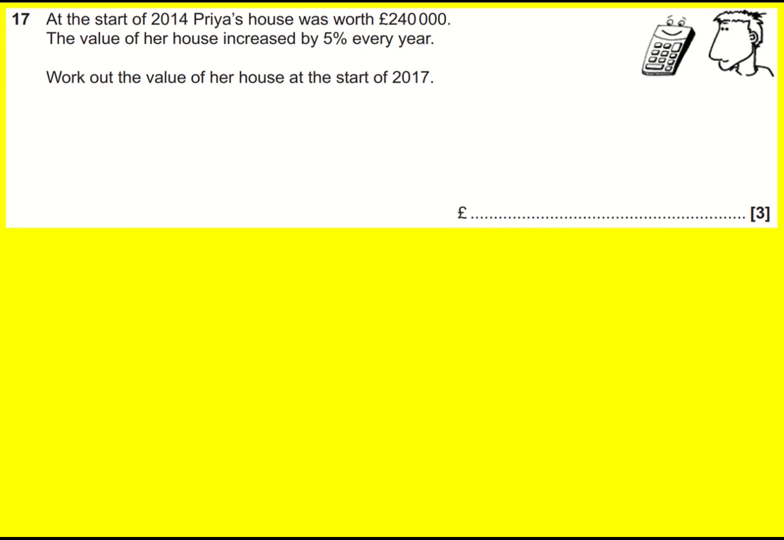I'm going to show you two ways of doing this question. There's a slow way, but we'll get there, it just takes a little bit longer, and there's a quick way. So the slow way is just to work out the increase year upon year.